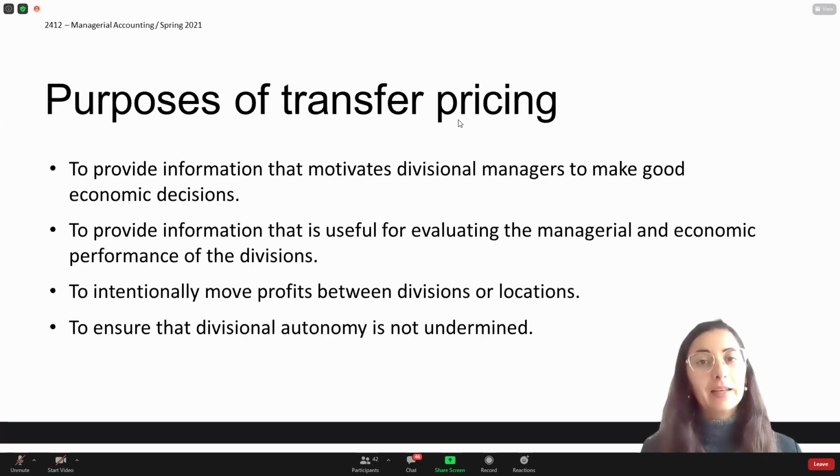Avoid taxes? Exactly. Because in some locations, the tax rate on profit that a company has to pay is much higher compared to other places. If the company has a division in each of these two places with very different tax rates, they might prefer to have more profits in the location where the tax rate is lower than in the location with a higher tax rate. And also we want to ensure that divisional autonomy is not undermined with this transfer pricing.